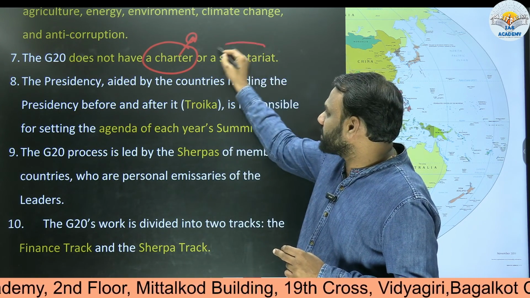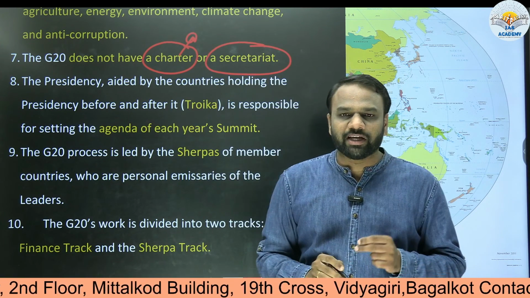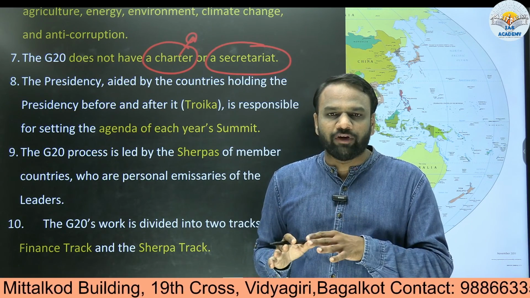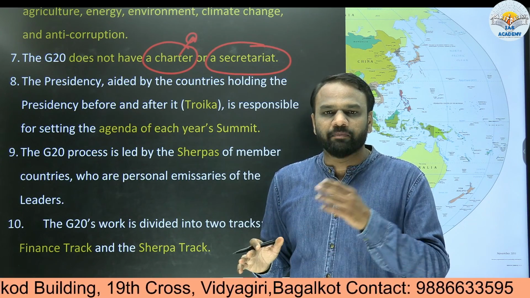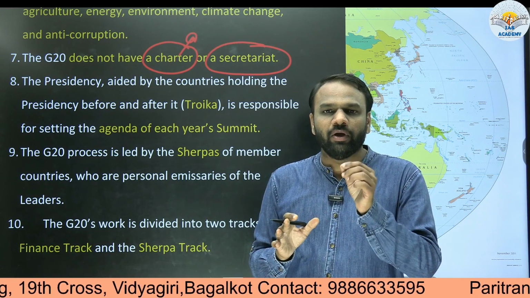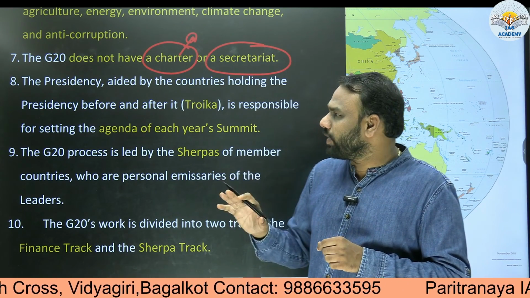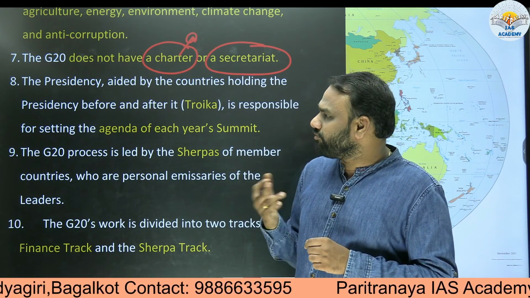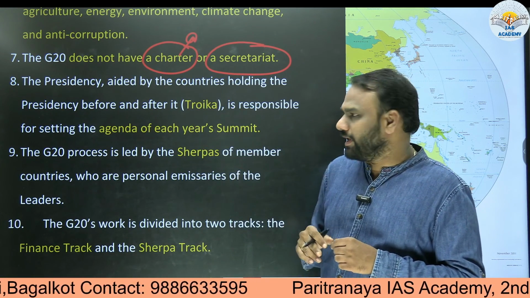Similarly, G20 does not have a secretariat. So what is a secretariat? It is similar to headquarters or capital. Now the capital of India is Delhi, the capital of Karnataka is Bengaluru. Similarly, if you look at any of the major organizations, generally they have headquarters, but there is no headquarters or secretariat kind of thing for G20. So then from where do they work? We shall look into that later on.